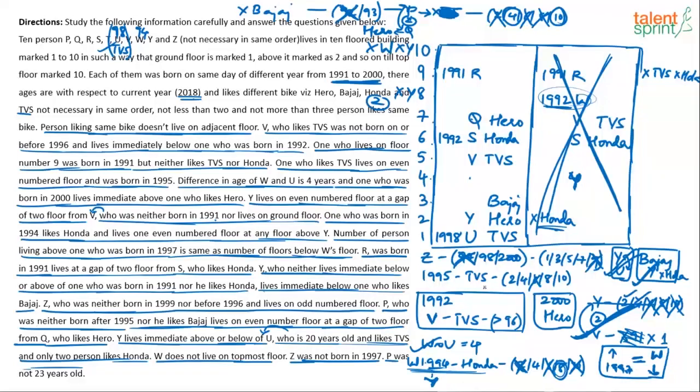Now this TVS has to be fixed, right? The 95 TVS. Who was born in 95? We do not know. But the 95 person likes TVS. He was on 2nd floor, 4th floor, 8th floor, or 10th floor. Now TVS cannot be 2nd floor because 2nd floor is Hero. Can TVS be 4th floor? No, TVS cannot be 4th floor because 5th floor is TVS. You know, 2 TVS cannot come together. So TVS is ruled out for 4th floor also.